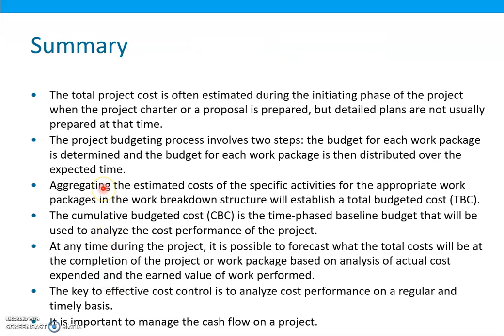And this is the summary of this topic. The total project cost is often estimated during the initiating phase of the project when the project charter or a proposal is prepared, but detailed plans are not usually prepared at that time. The project budgeting process involves two steps. The budget for each work package is determined, and the budget for each work package is then distributed over the expected time.